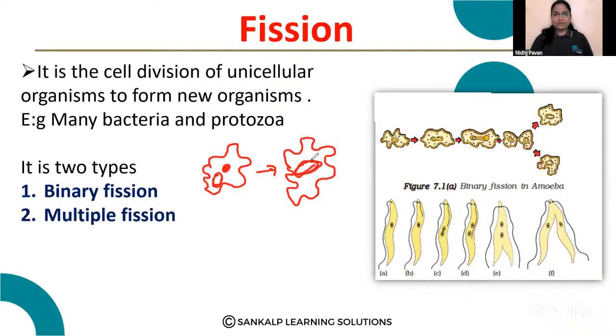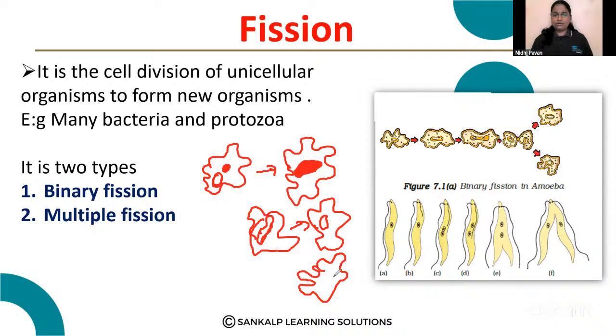The nucleus will divide like this. Okay, it will enlarge like this. Then after that, again, it will form the dumbbell-like shape like this. Then it will divide into two nuclei like this.